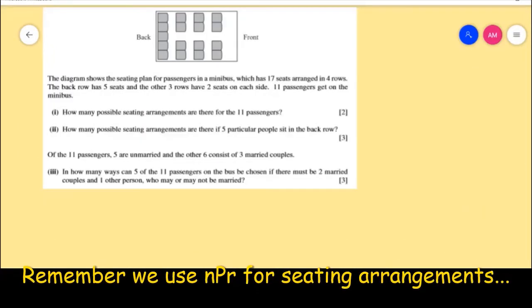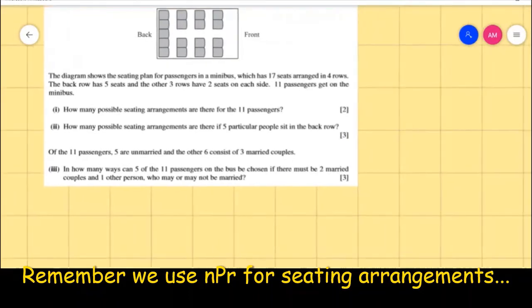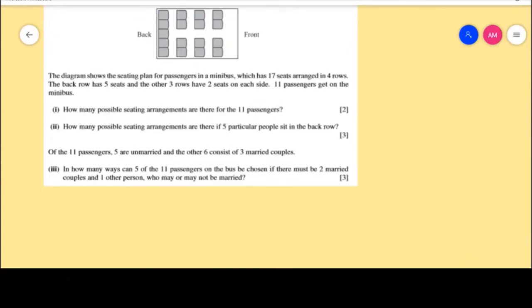In my next question, the diagram shows the seating plan for passengers in a minibus, which has 16 seats arranged in 4 rows. The back row has 5 seats, and the other 3 rows have 2 seats on each side. 11 passengers get into the minibus. So my key point there is 11 passengers get into the minibus. So I underline my 11 here.